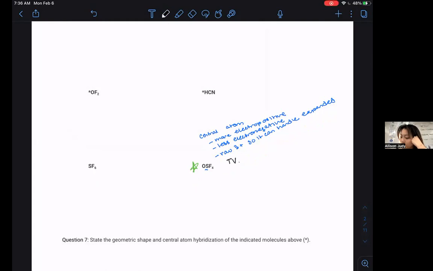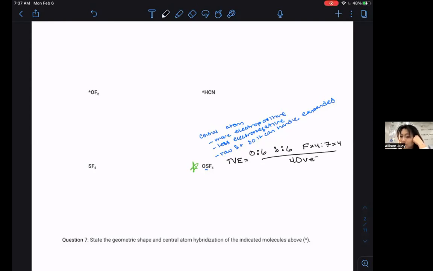For my total amount of valence electrons, TVE, let's start with oxygen. Each oxygen brings in 6. Each sulfur brings in 6 as well. And each fluorine brings in 7. So what we get is a sum total of 6 plus 6 is 12, plus 28. We get a total of 40 valence electrons available to us.